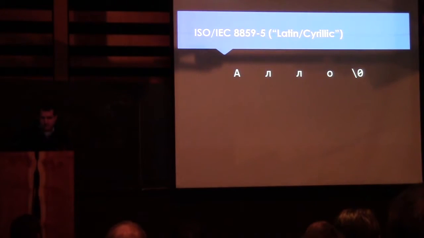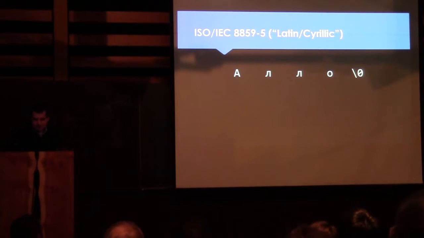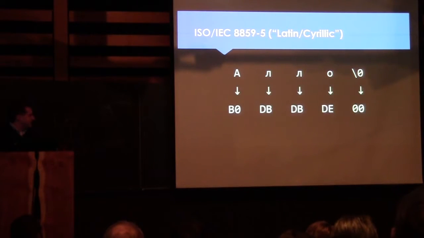So if we take a look, this works basically the same way. I believe this says hello in Russian. If it doesn't, then blame Google Translate. So if we have this string and we want to encode it in the 8859-5 encoding, we'll just take each character and map it to its matching code point using the table.